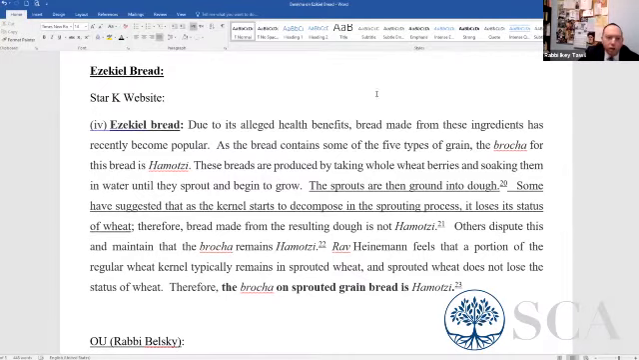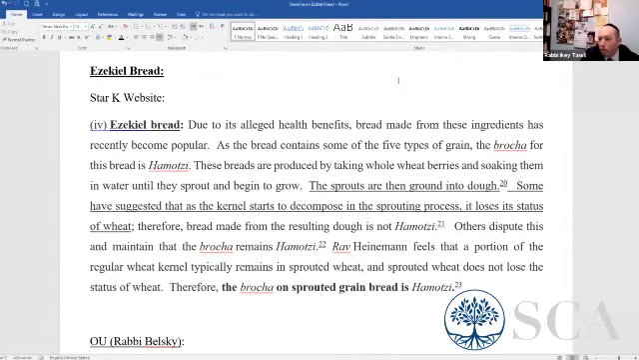Okay, there we go. So now Ezekiel bread, this is from the website. Due to its alleged health benefits, there's a very snide tone to "alleged health benefits." People are a little against it. Bread made from these ingredients has recently become popular as the bread contains some of the 5 types of grains. The beracha for this bread is hamotzi.